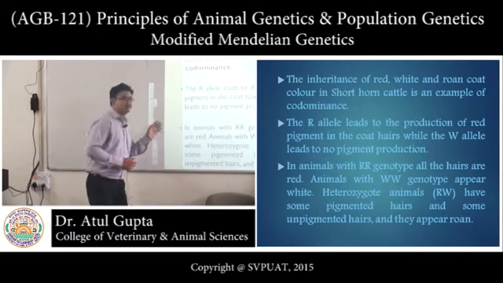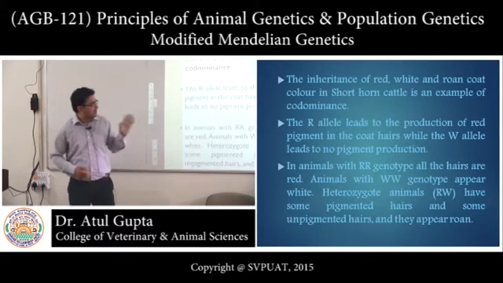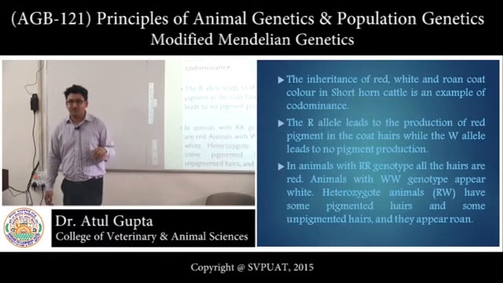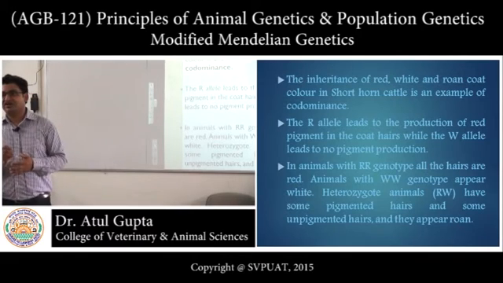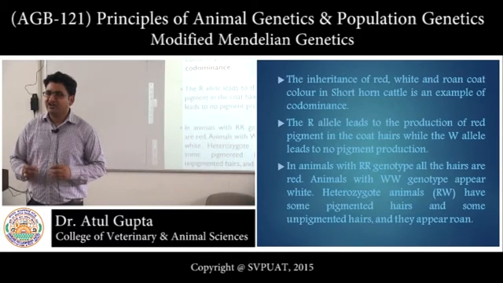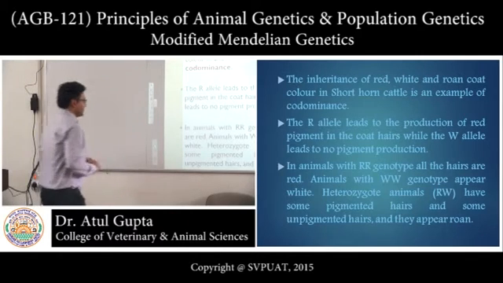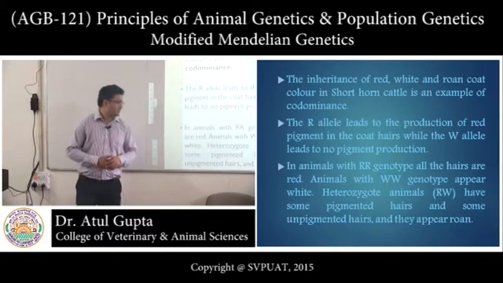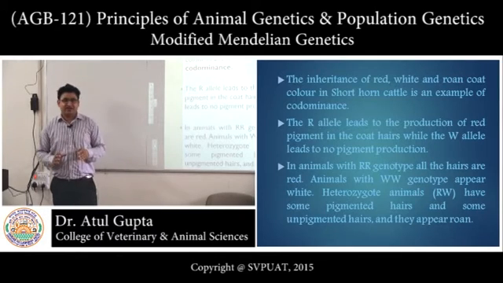The R allele leads to production of red pigment in the coat hairs, while the W allele leads to no pigment formation. So the R allele will lead to red pigmented hairs, while when the W allele is present, it will lead to no pigment formation. That is, it will be a white colored hair. In animals with the RR genotype, all the hairs are red. And with the WW genotype, the hairs appear white.